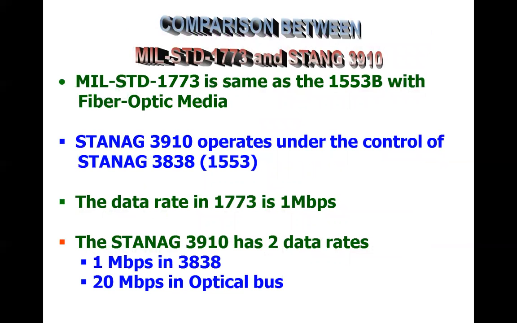So the comparison between MIL-STD-1773 and STANAG 3910 was: MIL-STD-1773 is the same as 1553B with the fiber optic media, but STANAG 3910 operates under the control of STANAG 3838. The data rate in 1773 is 1 megabit per second. But STANAG 3910 has two data rates, that is 1 megabit per second in 3838, 20 megabit per second in optical bus.